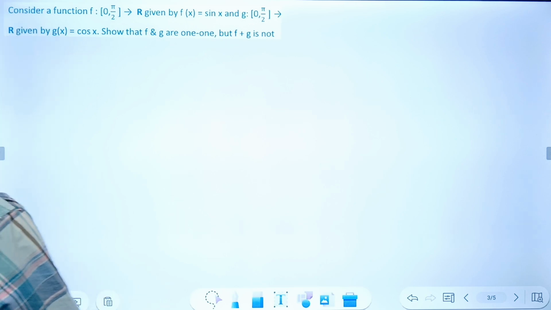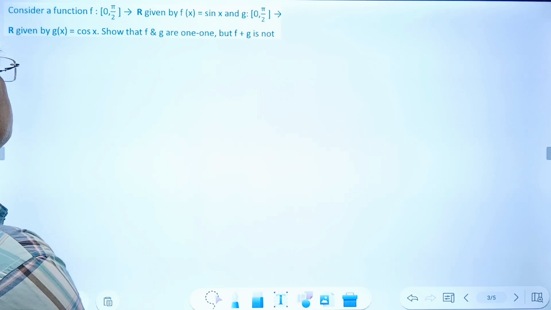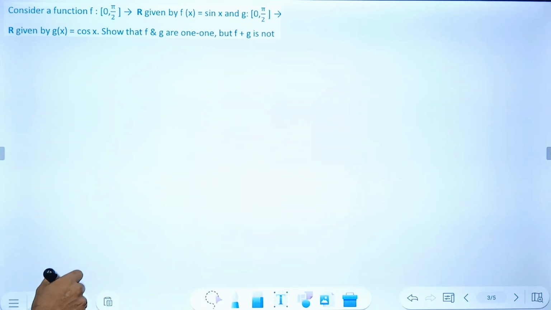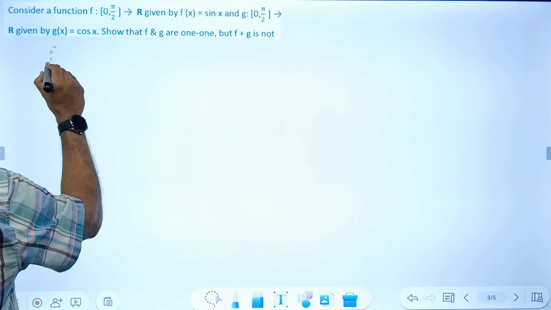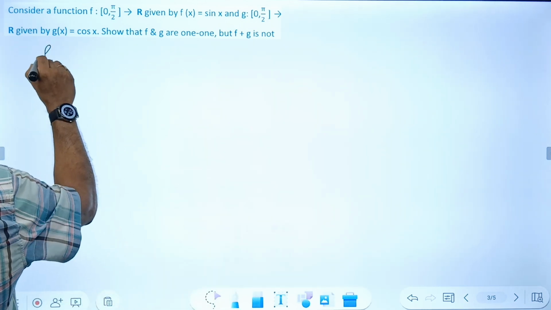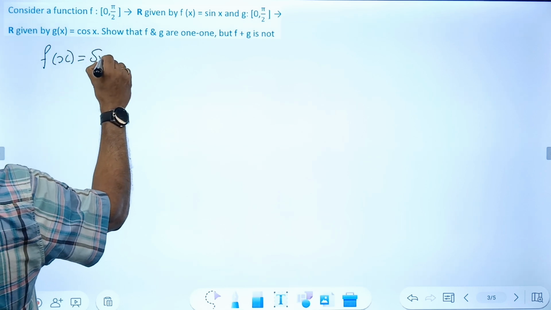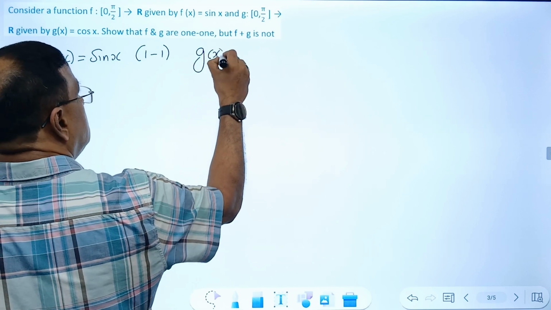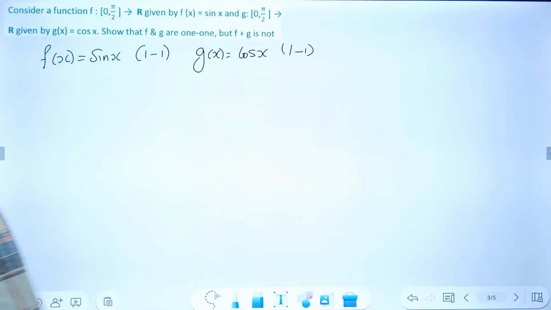Now, consider the function f from [0, pi by 2] to R given by f of x equal to sin x, and g of x equal to cos x. Now show that if f and g are one-to-one, f plus g is not one-to-one. It's given that f of x equal to sin x is one-to-one, and g of x equal to cos x is also one-to-one. These are NCERT worked out example problems.